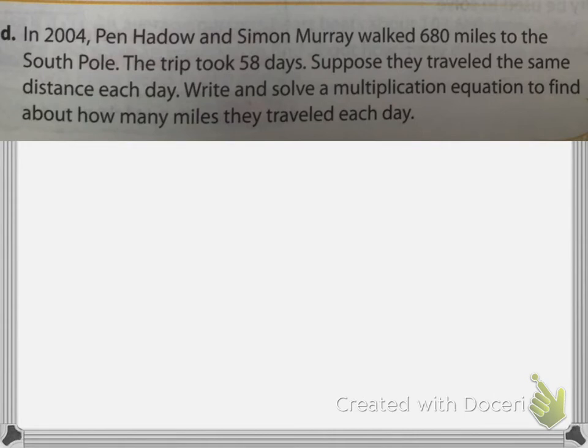In 2004, Penn Hadow and Simon Murray walked 680 miles to the South Pole. The trip took 58 days. Suppose they traveled the same distance each day. Write and solve a multiplication equation to find out how many miles they traveled each day.